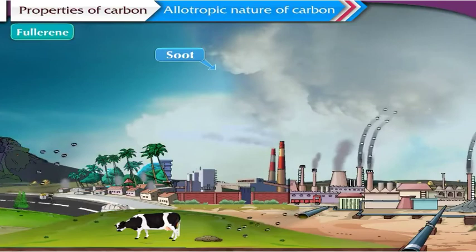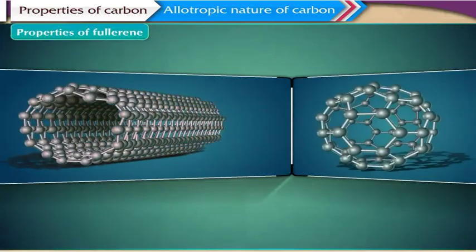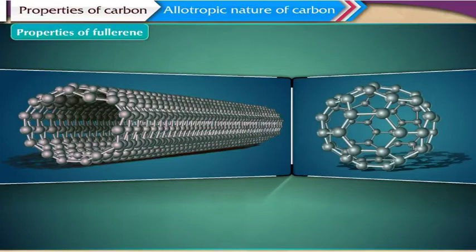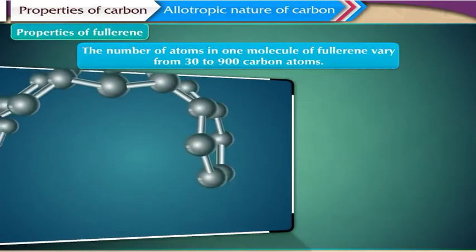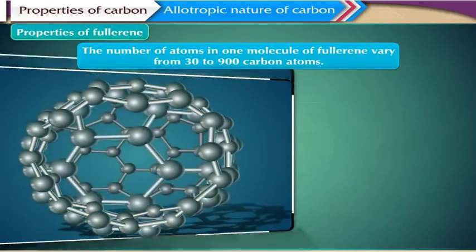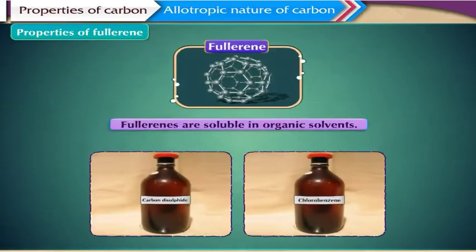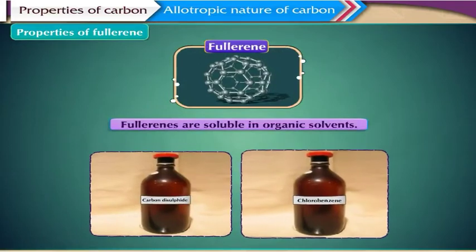Let us discuss the properties and uses of fullerene. Properties of fullerene. Molecules of fullerenes are found in the form of either spherical balls called buckyballs or cylindrical tubes called bucky tubes. The number of atoms in one molecule of fullerene vary from 30 to 900 carbon atoms. Fullerenes are soluble in organic solvents such as carbon disulfide and chlorobenzene.